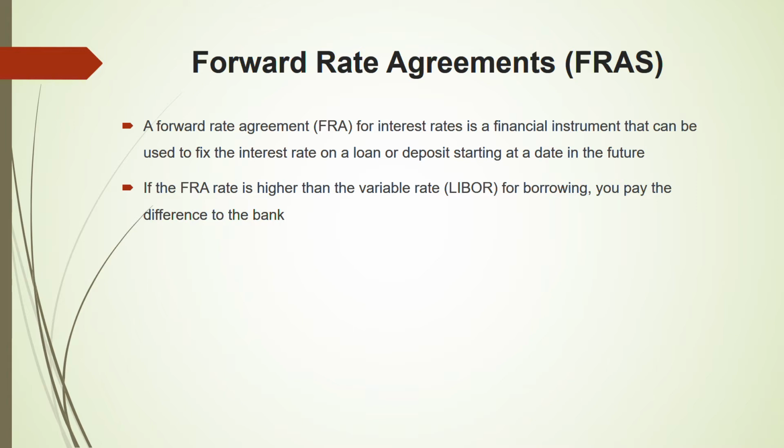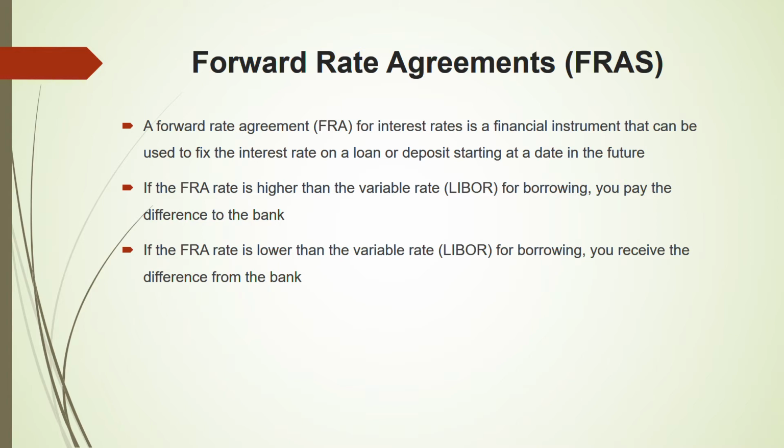Now coming to the second scenario where it is lower, that means you are paying at a lower amount. Your FRA rate is lower. So let's say FRA rate is 3%, LIBOR is 5%. Both will be given to you in the exam, the LIBOR as well as FRA rate. You just have to know whether you have to pay the difference to the bank or the bank has to pay the difference to you. That only you need to understand.